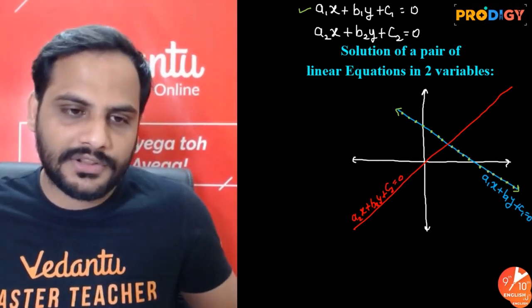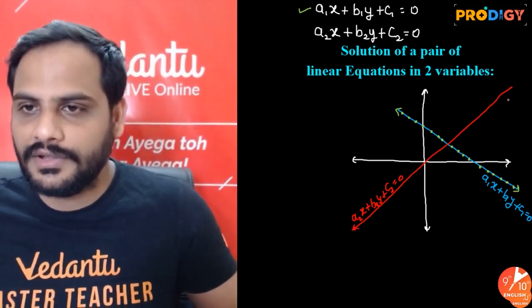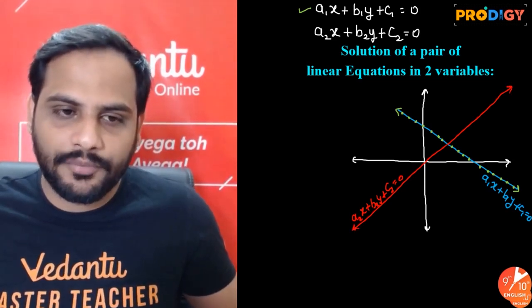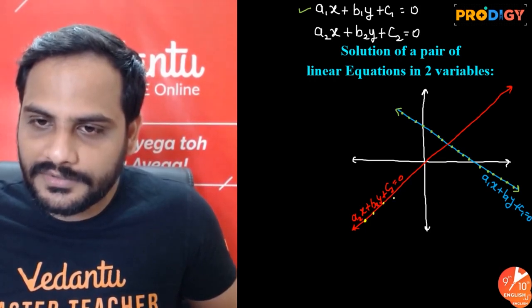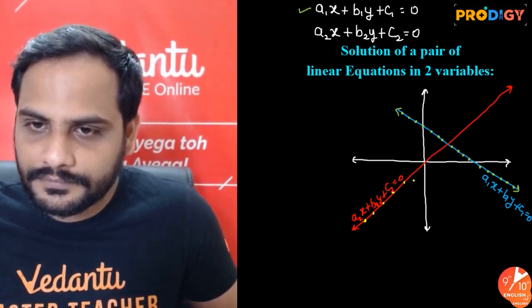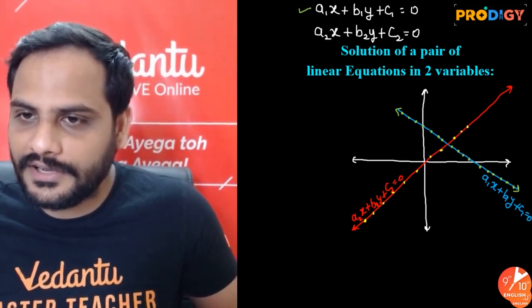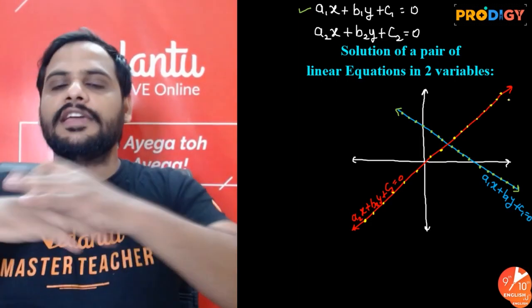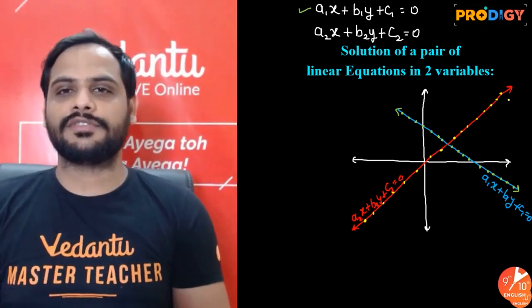Similarly, beta, for the red line, or the graph of the second equation, any point on this line will represent a solution of the second equation. Yes or no? So both the lines alone, separately, have infinite solutions.